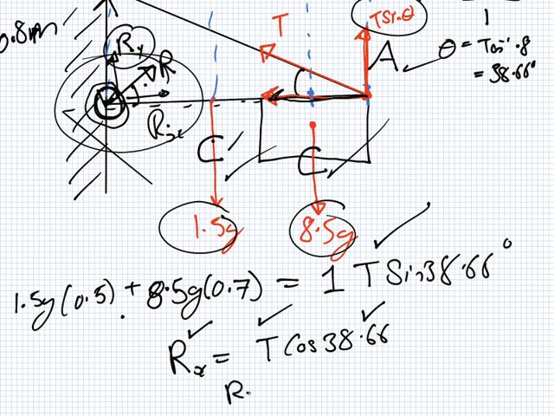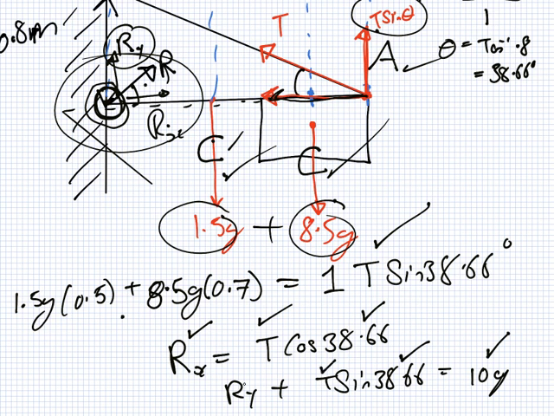Now how can I get R y? I could say R y plus T sine theta equals 10g. I add these two together. The two up forces equal the two down forces. So this up plus this up equals this down plus this down. Do I know 10g? Yep. Do I know this? Yep. Do I now know T? Yep. So can I know this? Yep.